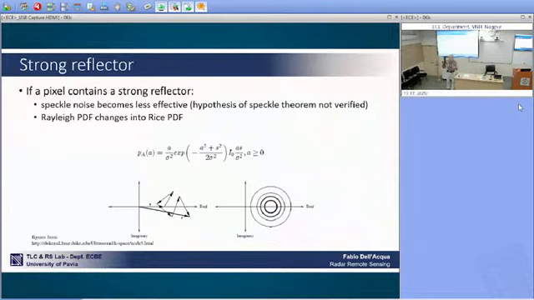Are you still with me? Okay. With the added benefit that you have amplitude and phase, which the optical data doesn't offer you.